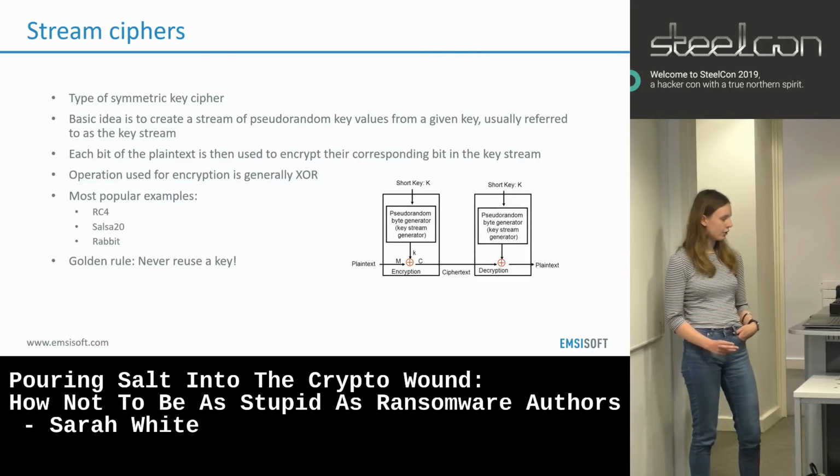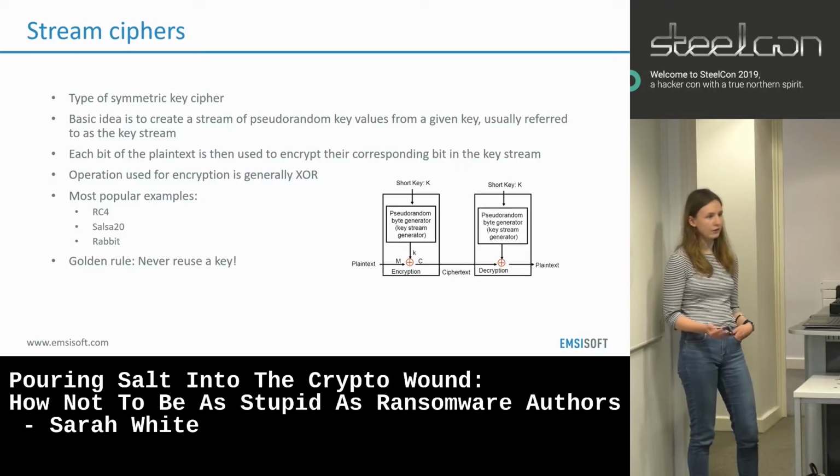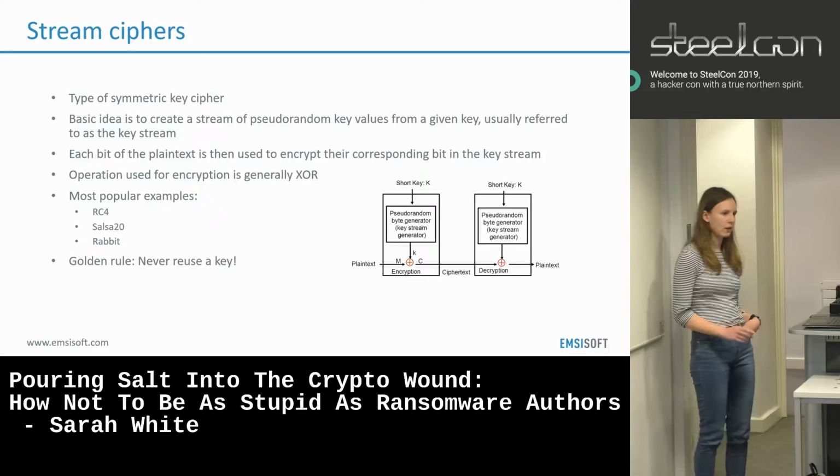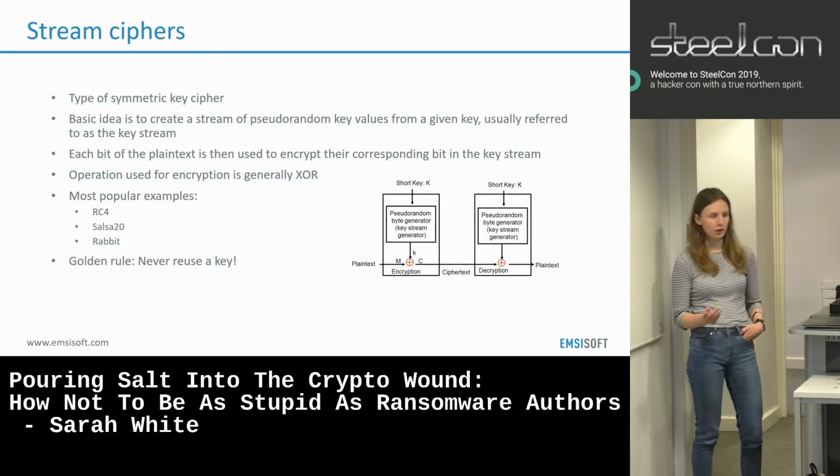The operation that is commonly used to combine these bits is known as XOR. The most commonly used stream ciphers are RC4 and Salsa. So stream ciphers have one golden rule, and this will become important later on in the talk. Never reuse the same key twice. The reason for this is relatively simple.